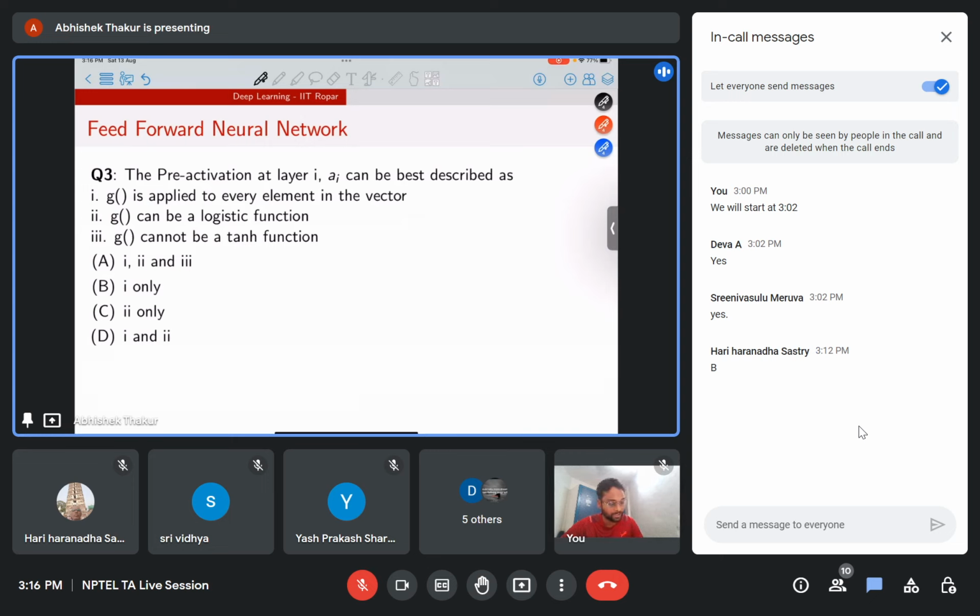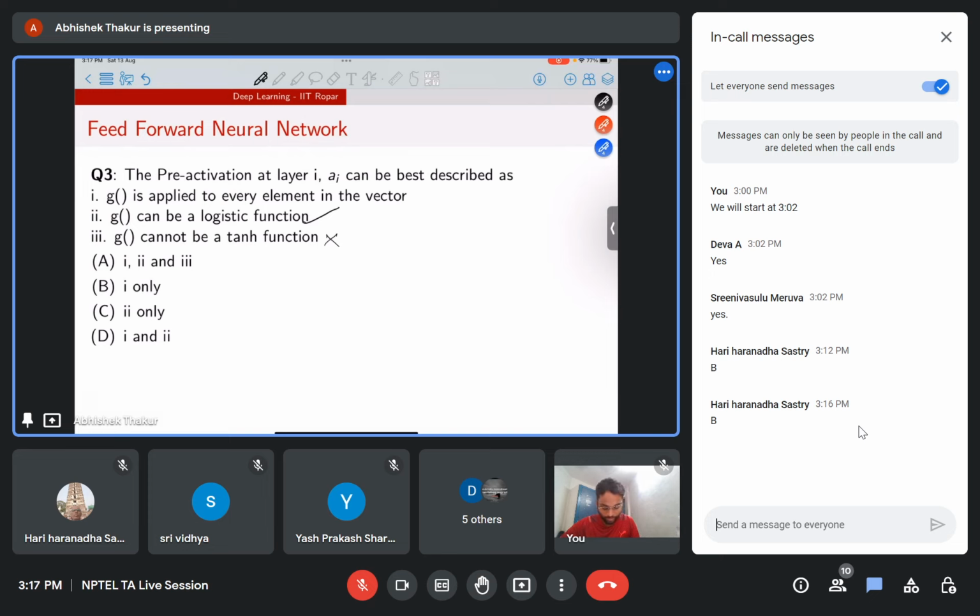This is a very simple question. G depends on us, so G can be logistic or tanh. We can take any pre-activation function. But option 2 is correct, and option 3 is wrong because it says G cannot be a tanh function. It can be. And G is applied to every element in the vector. Yes, we can apply G to every element.